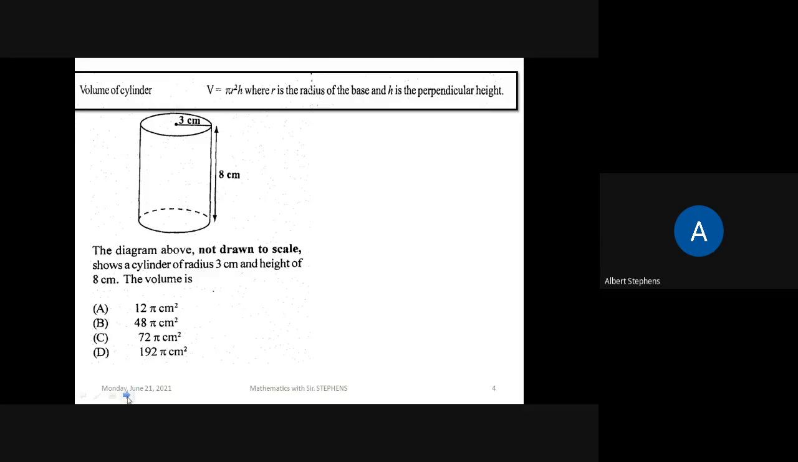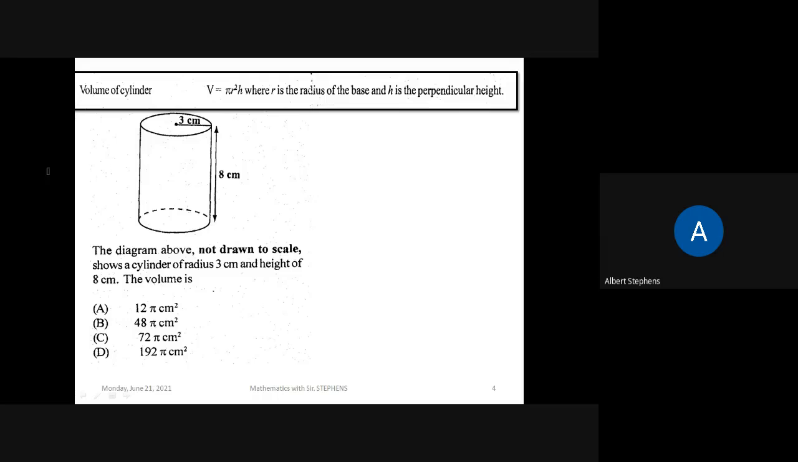Moving on. What is this shape called, class? It is a cylinder, right? So the question says the diagram above, not drawn to scale, shows a cylinder of radius 3 centimeters and height 8. Calculate the volume, how much space it takes up. So we're not concerned about the surface area of this cylinder, and we're not concerned whether it's open or closed. We just want to find how much this cylinder can hold.